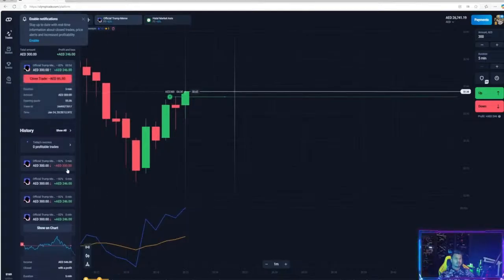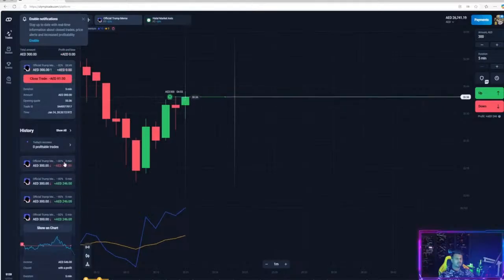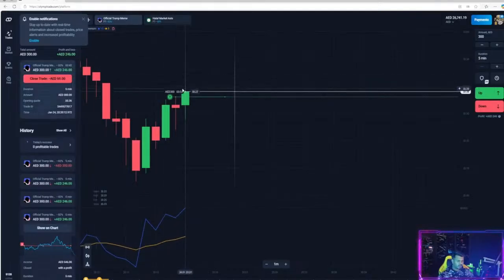See guys, before these 4 trades, 3 trades were profitable, then one was in the loss, but it's okay. Now we are waiting here for the 4 minutes, and it is moving right now in the upward direction. So let's wait here guys.